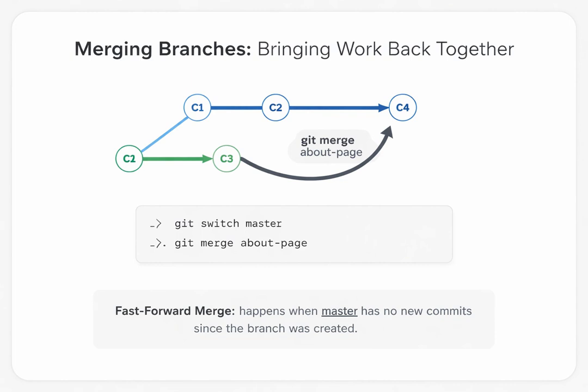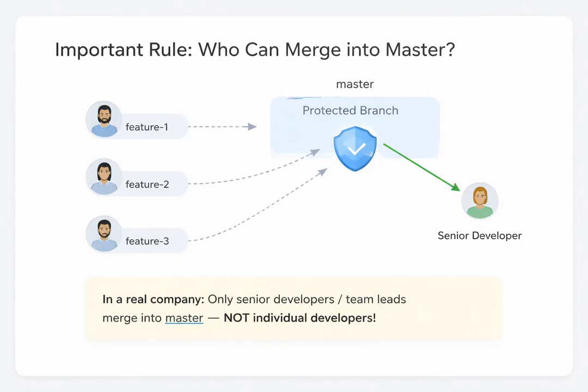The instructor points out that in this particular scenario, because the master branch hasn't had any new commits since the About Page branch was created, Git performs what's called a fast-forward merge. This is the simplest type of merge. Git just moves the master branch pointer forward to include all the commits from the feature branch. No conflicts, no complications.